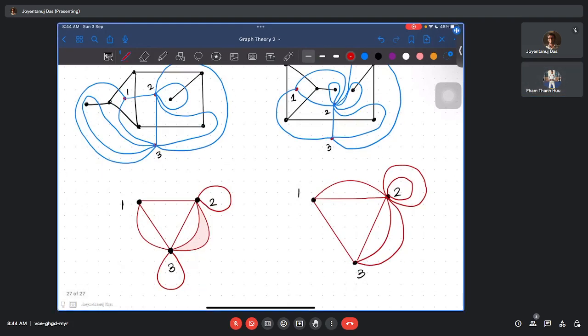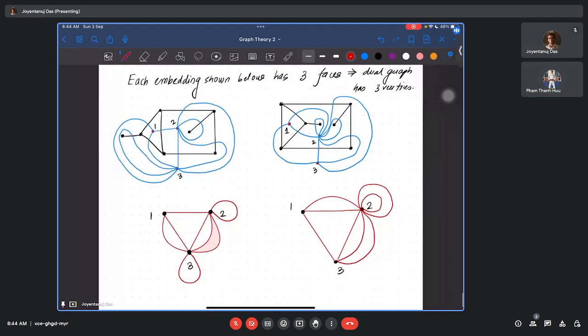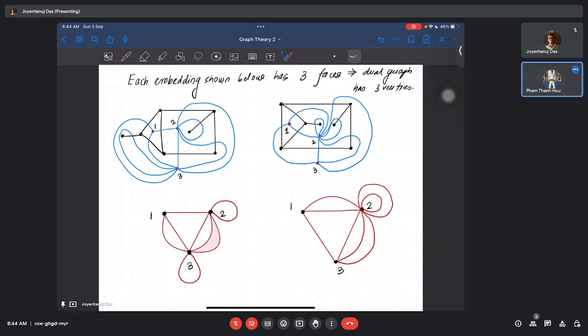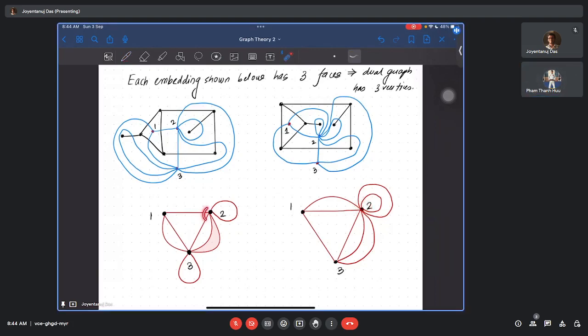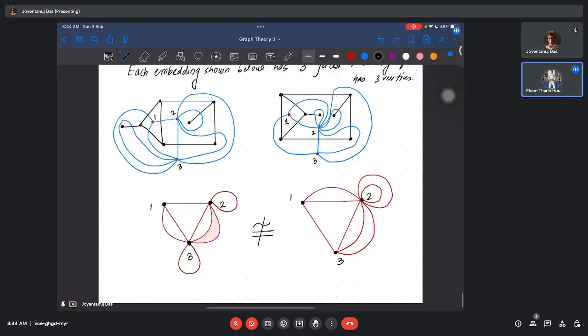Right. So these are the duals of the same graph, but its embedding is different. But these two duals, you can see automatically that they are non-isomorphic, because the single vertex has two loops, but here there are two vertices with a single loop. So these two graphs are not isomorphic. So we found an example.